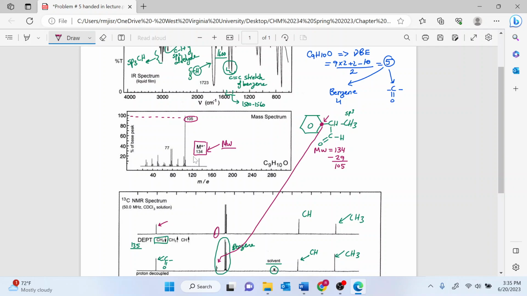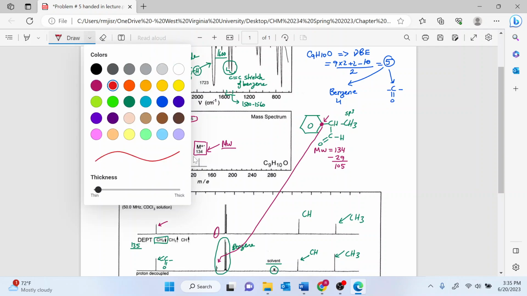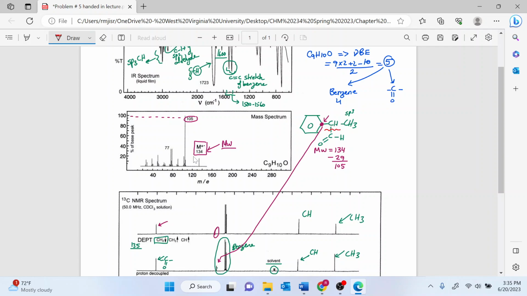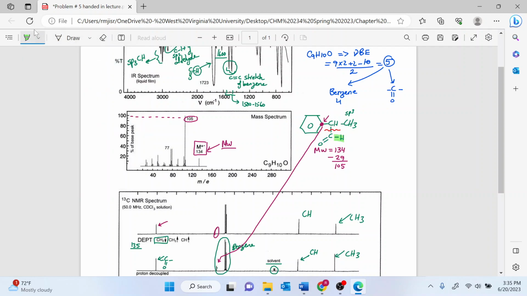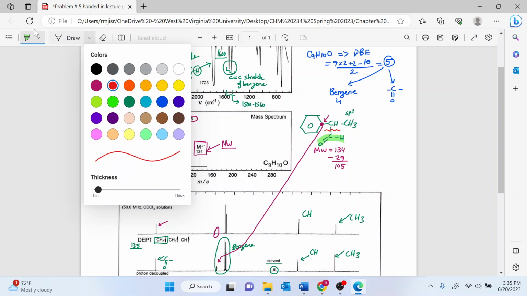Now, I know 29 is an ethyl group, but I don't have an ethyl group in here. But I have something which also gives me a molecular weight of 29, which is the aldehyde. So if I lose the aldehyde in there, and the aldehyde is a carbon, oxygen, and a hydrogen, the carbon is 12, oxygen is 16, and the hydrogen is 1. Add those up, and this is going to be 29. So all you need to do is just fragment this molecule in here.